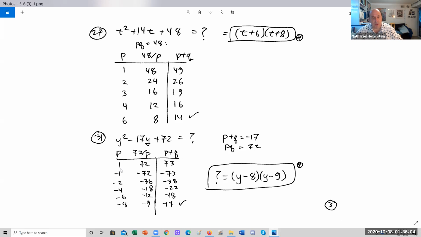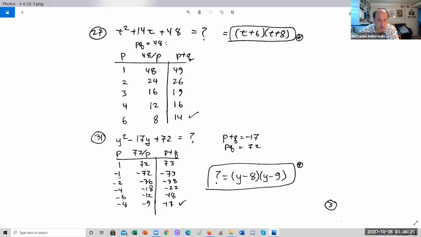Now, if we start with p equals 1, then q is 72, and their sum is 73, which is not only the wrong size, it's also the wrong sign. We want the sum to be negative. But that can be fixed. If p is negative 1, and q is negative 72, then p plus q is negative 73. Still the wrong size, but at least the right sign.